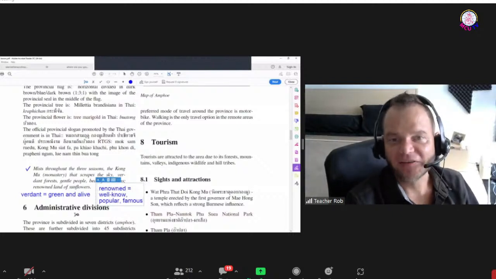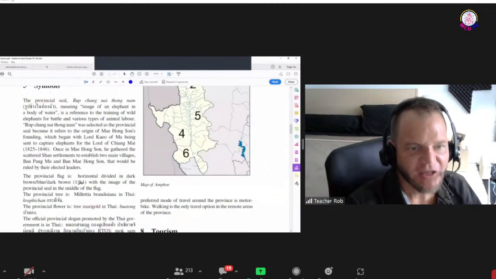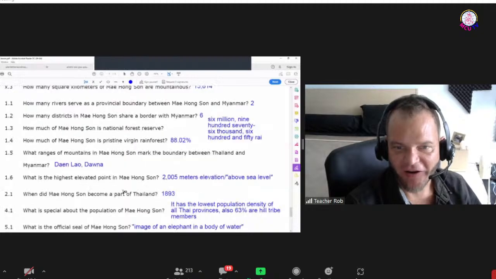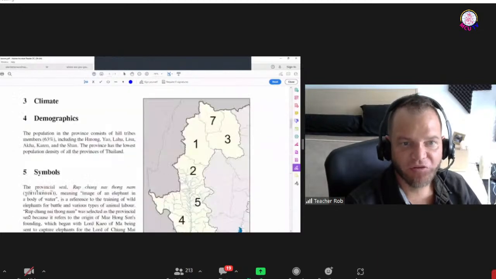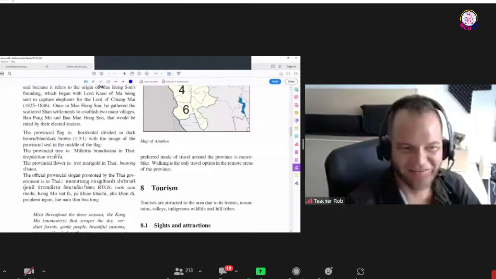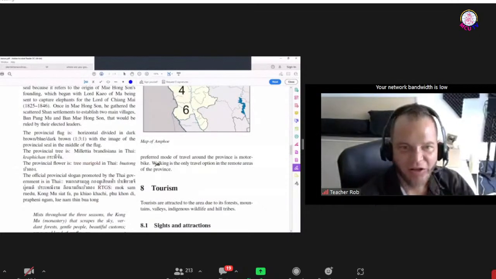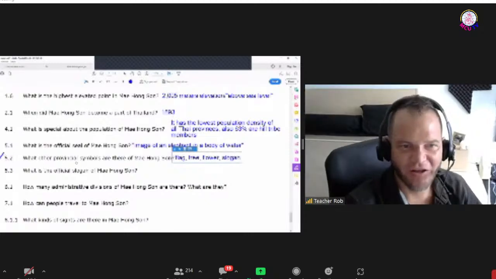So all we're asking, it asks, what are the other, I think, was it what or how many? I think it said what. Yeah, what other symbols are there? Okay, so when we look at provincial symbols, we're just listing the ones that they listed. So the other ones they have are a flag, tree, flower, and those are the other ones. So if we answer this one, it was flag, tree, flower, and slogan. Yep. Aside from the official other provincial symbols.